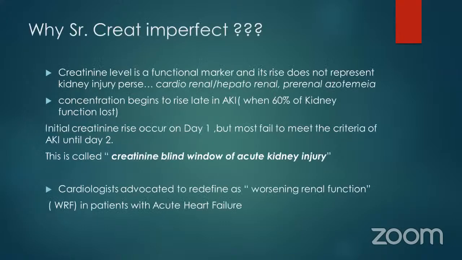Why do we call creatinine imperfect? Because creatinine is a functional marker, and its concentration rises late in AKI. It is almost like when kidney function drops by 50 to 60%, then creatinine will start rising. So there is something called the creatinine blind window of acute kidney injury, where the rising creatinine occurs on day 1, but most patients fail to meet the criteria of AKI until day 2. This is called the creatinine blind window of acute kidney injury.